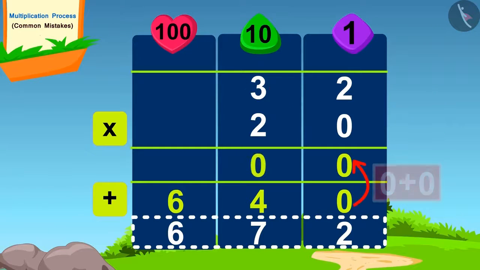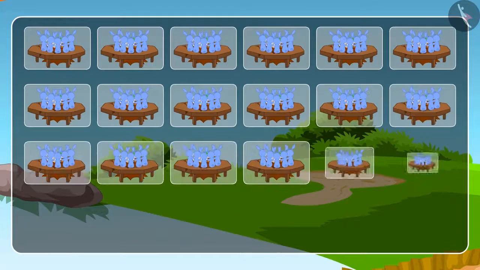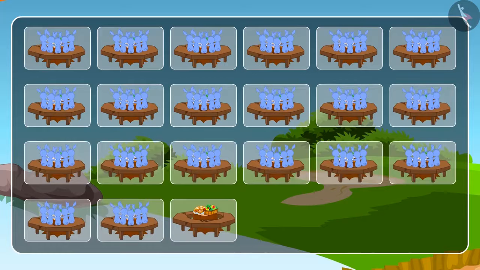Well done, children. You have found the answer to this correctly. Only 640 rabbits were to arrive at the party. While calculating, Sher Khan made a mistake and he counted 32 more. Therefore, those seats were left empty.